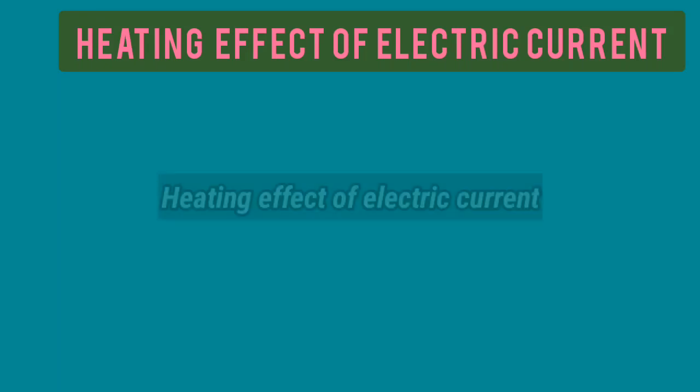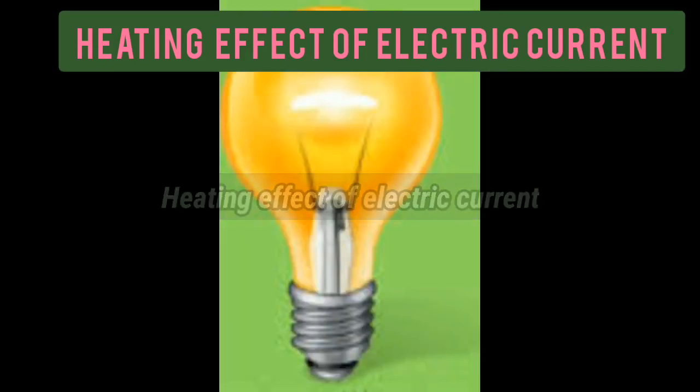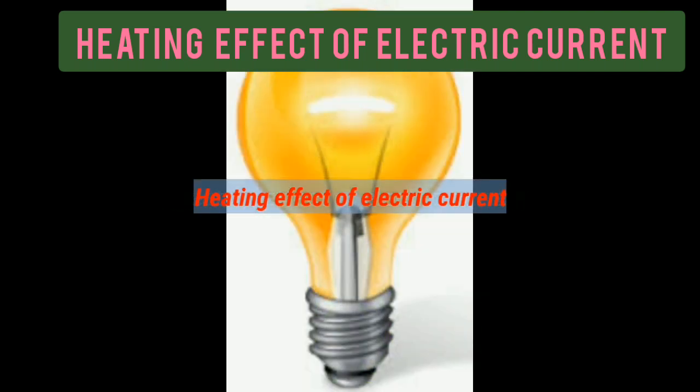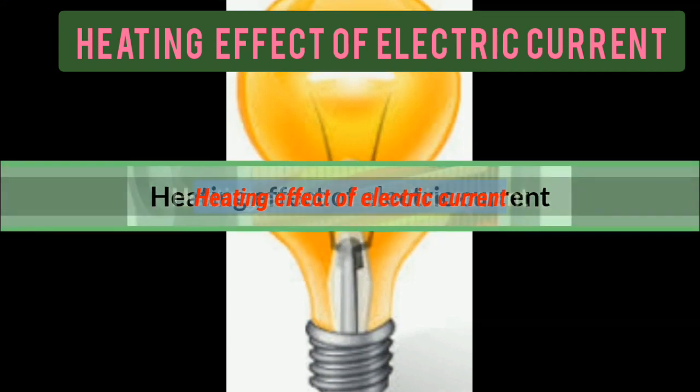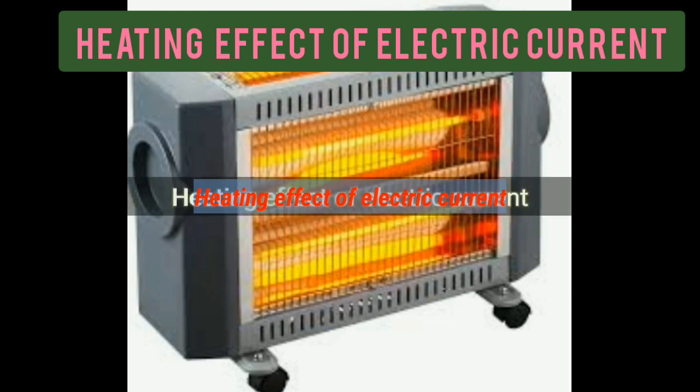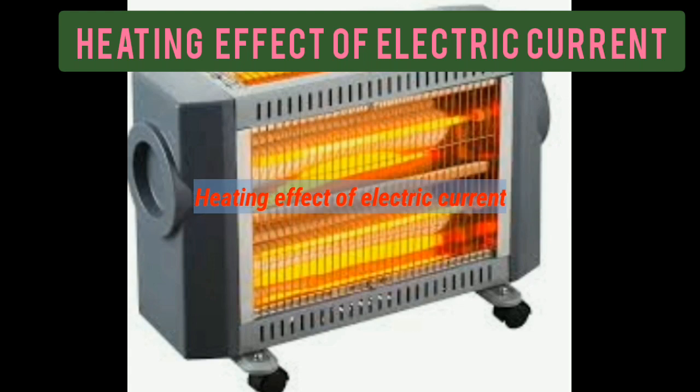Hello students, in this module we will discuss the heating effect of electric current. It is a matter of common experience that on passing electric current through a filament of an electric bulb, it gets heated and glows brightly. Similarly, on passing current through an electric heater, the coil of the heater becomes red hot. Do you know why? It is because in an electric circuit, electrical energy is converted into heat energy.